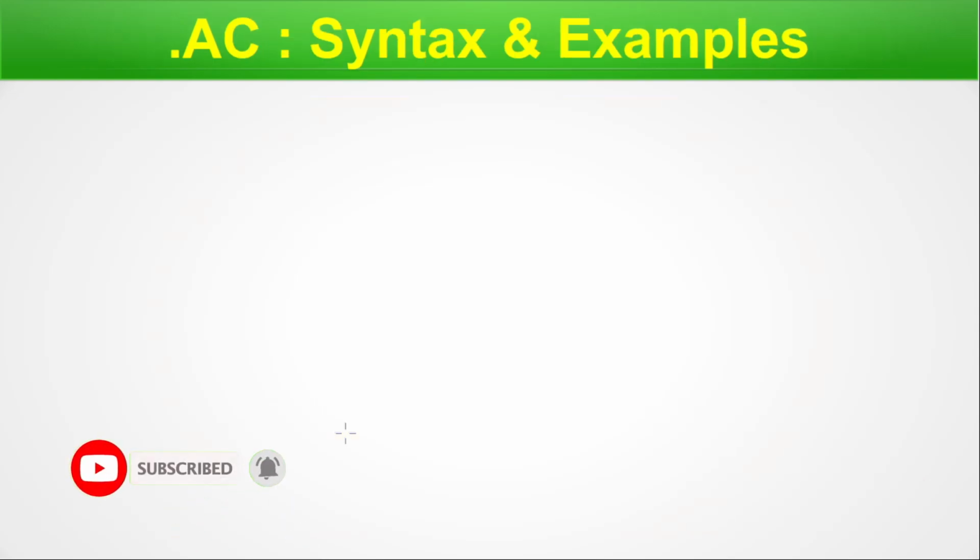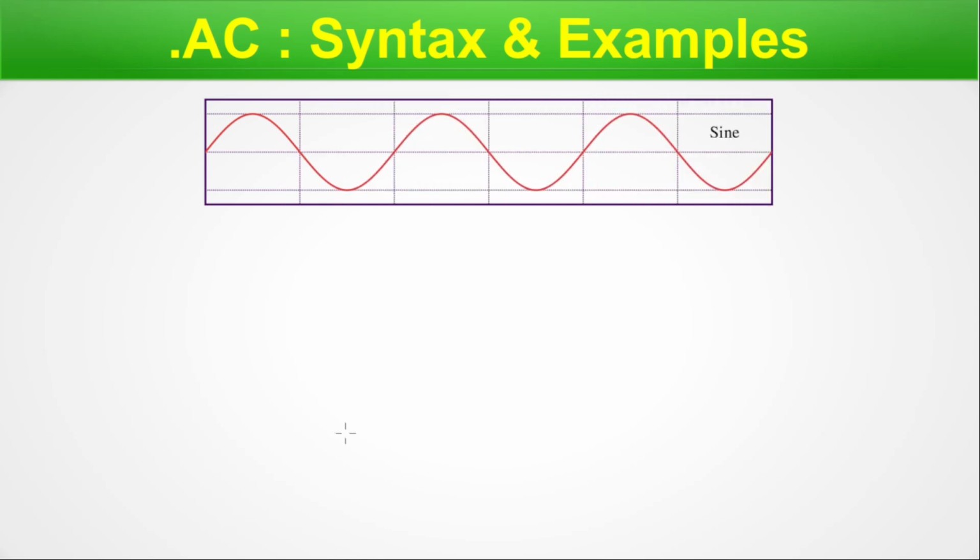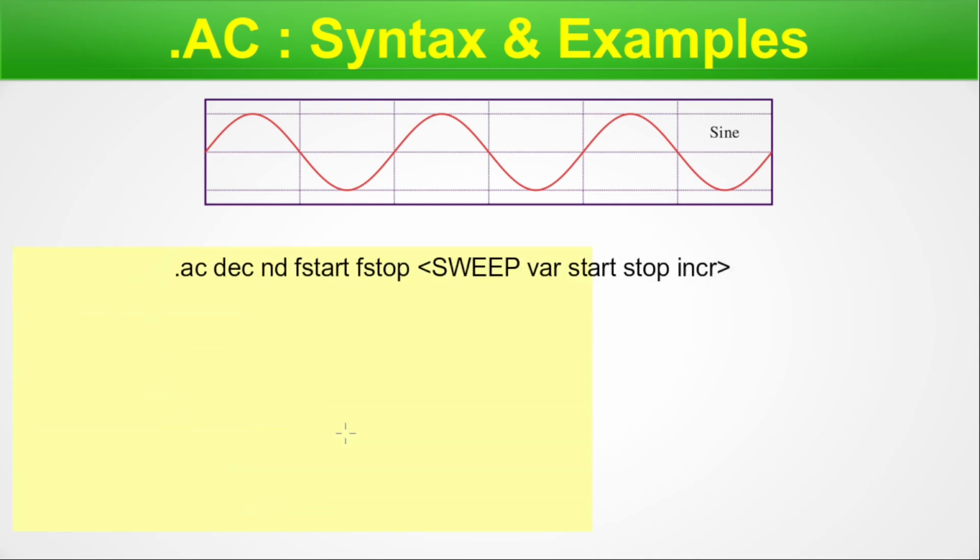Here in this slide, we will go through the syntax of the .AC and some examples to understand the usage. This is generally a sine wave format, just for your understanding of how you expect the AC to look. This is the most common waveform of the AC. However, AC could be anything with a periodic manner, not limited to the sine wave only. So here goes our syntax.